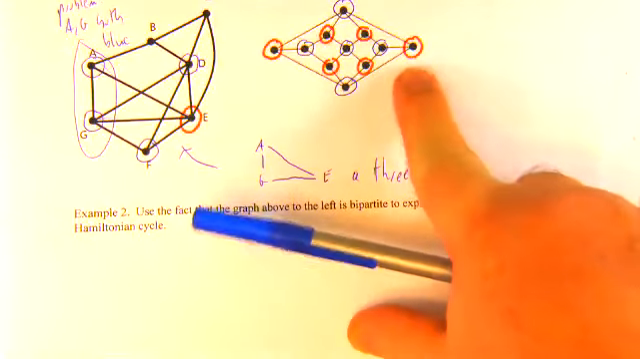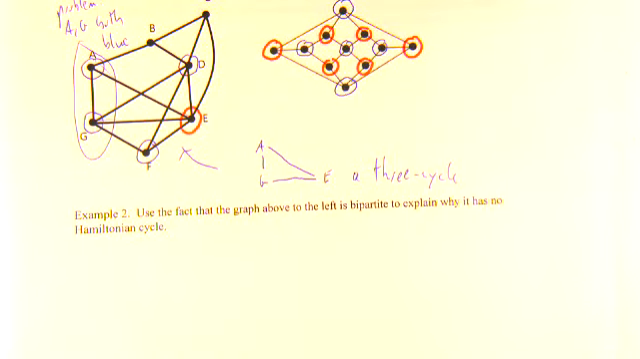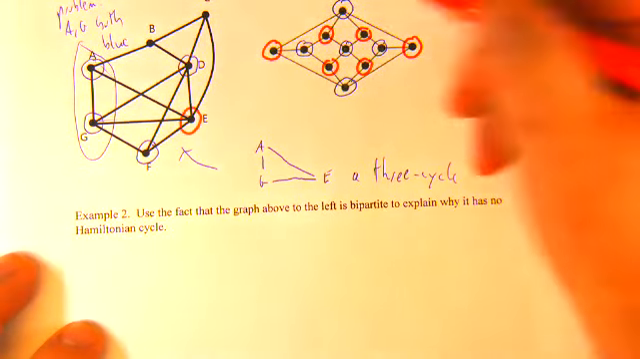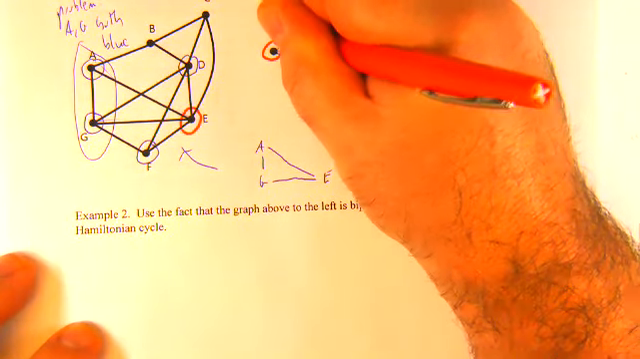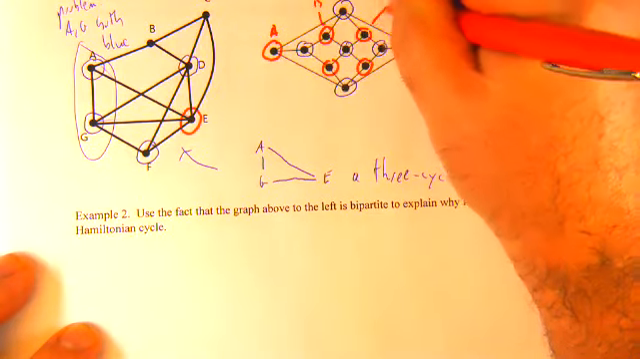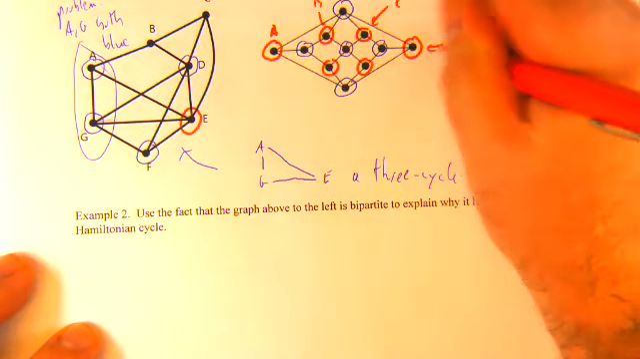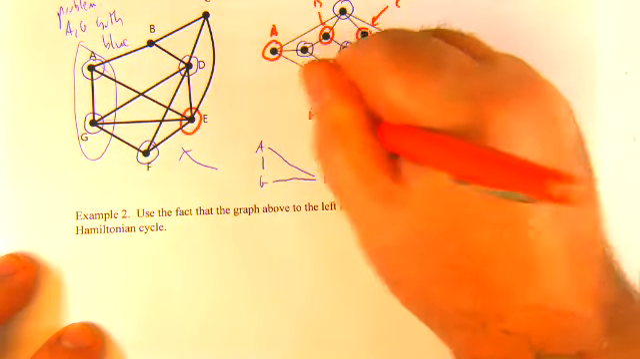So this doesn't have a Hamiltonian cycle, but it is bipartite. And so how does that help us understand what's going on? Why it doesn't have a Hamiltonian cycle? Well, I'll call this vertex A, this red vertex in here B, this one C, this one D, E, and F. And I can draw that.